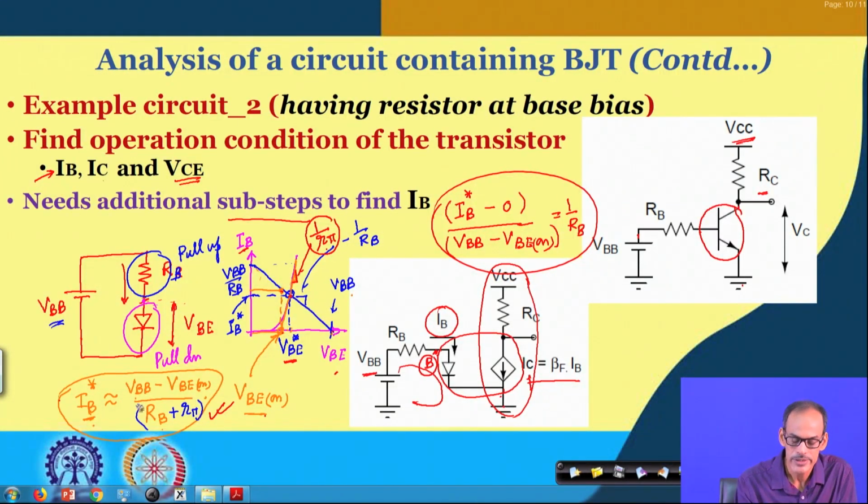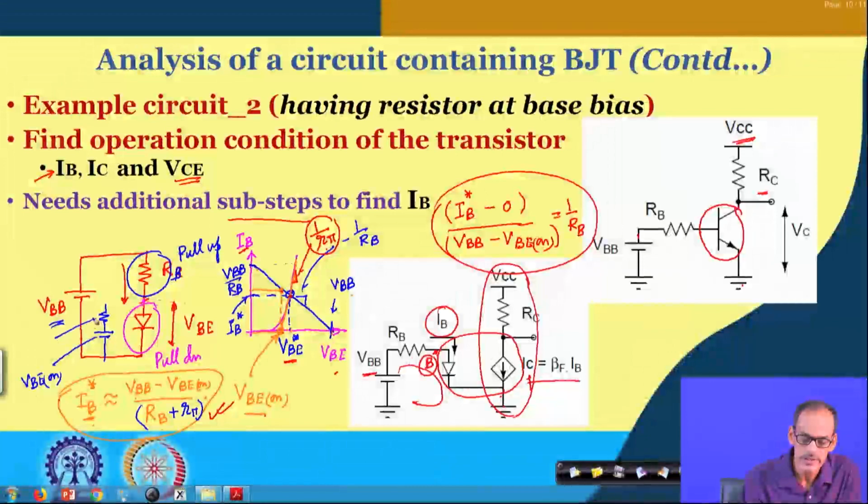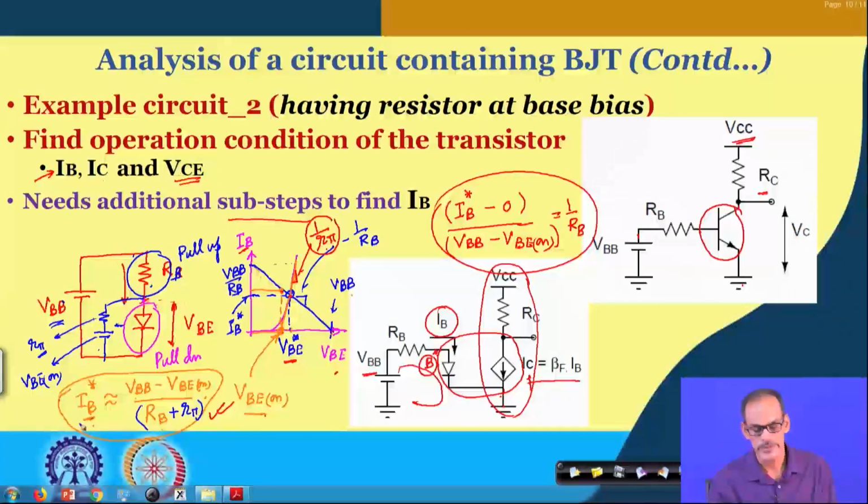And how do you get that? It is very simple. If I replace this diode by an equivalent circuit like this, where the drop here is VB on and the resistance here is R pi, and that is connected here, then to find this current IB star, I have to consider VBB minus VB1, that is the drop across RB in series with R pi. So, that gives us the current. It is as simple as that.